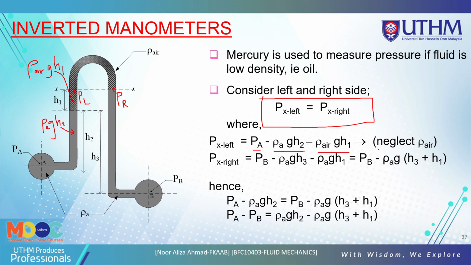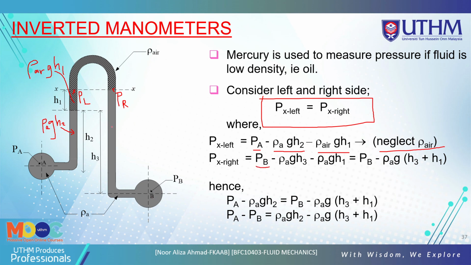Okay, but neglect the density of air. So neglect the density of air. So there's no air here. Okay, so never mind. So just go through the pressure at right here. Okay, the pressure at right is based on the pressure at B.